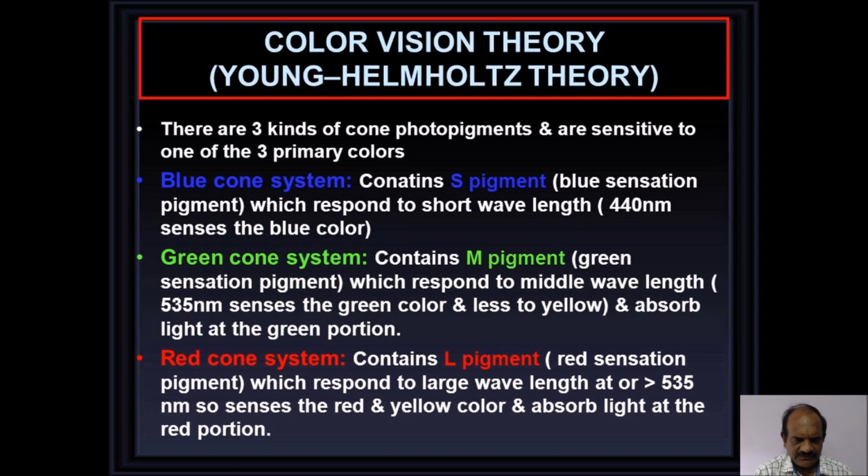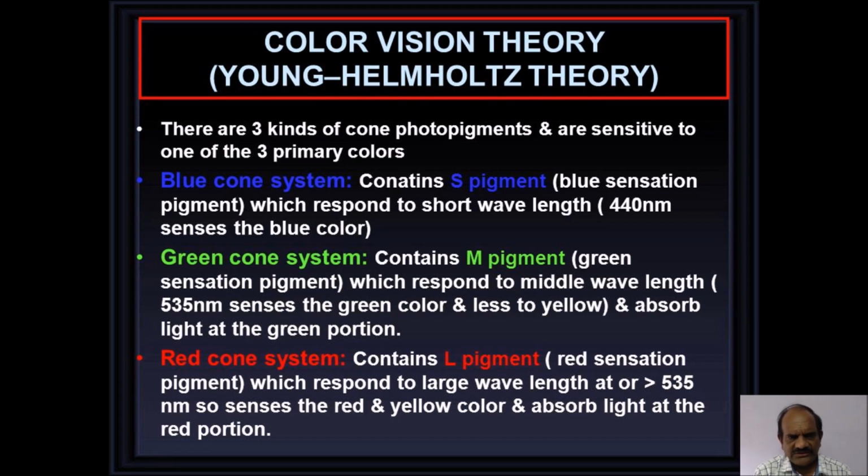The blue cone system contains S pigment. S pigment means these pigments are sensitive to short wavelengths of light. It is the blue sensation pigment, which responds to short wavelength, about 440 nanometers, and senses the blue color. The green cone system contains M pigment, the green sensation pigment, which corresponds to middle wavelength, about 535 nanometers, and senses the green color, and less so yellow, and absorbs light at the green portion.